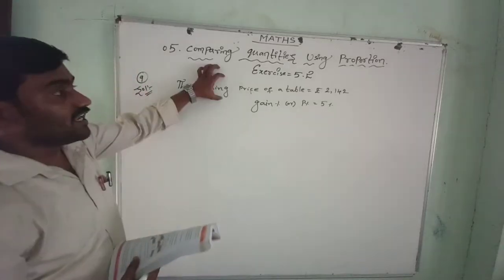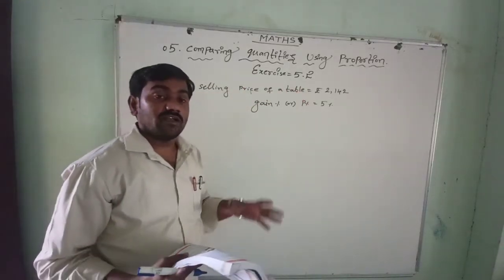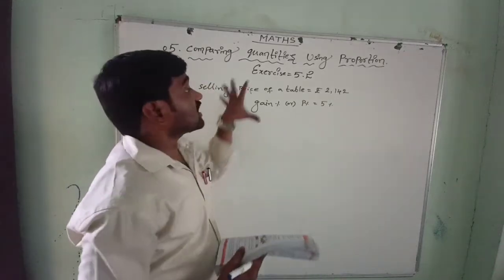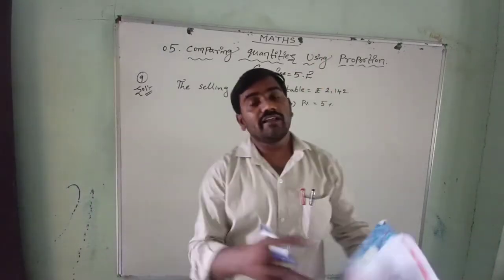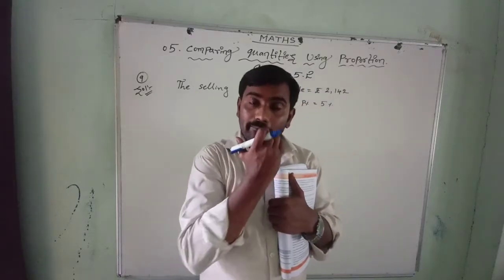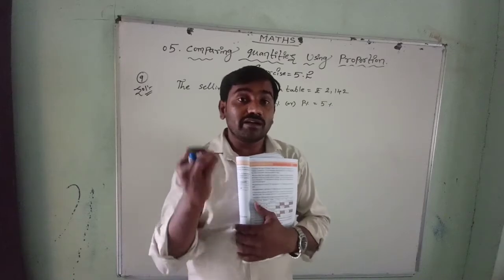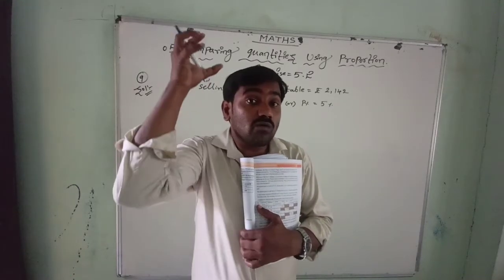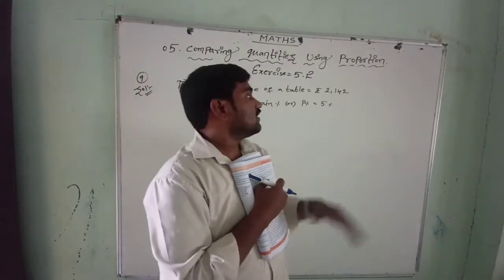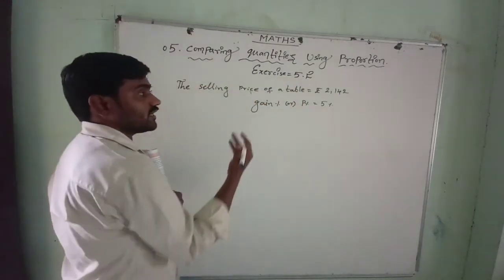So here the selling price is given, and the profit percentage is given. First of all, we should know the cost price of the table. We should know how much he bought it for first. We know the selling price of the table is 2142, but what is the original cost price of the table? If you remove this 5%, you will get the cost price.